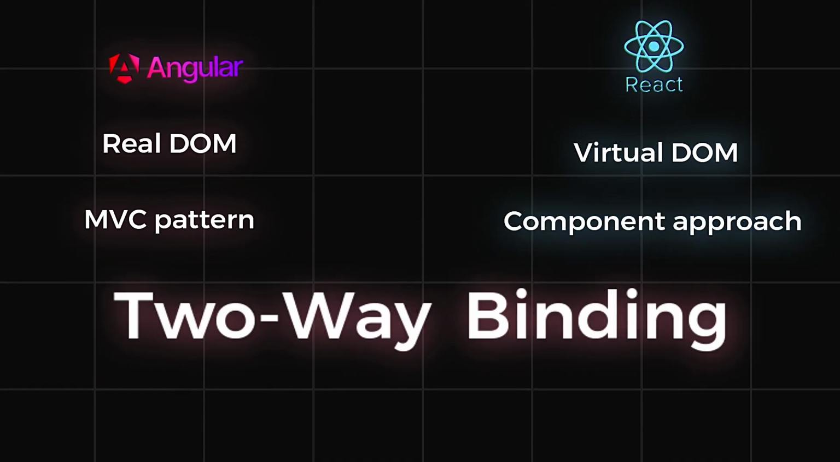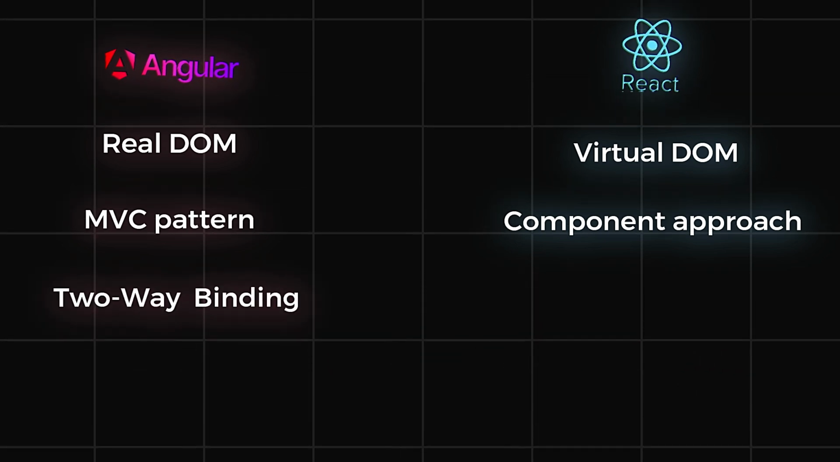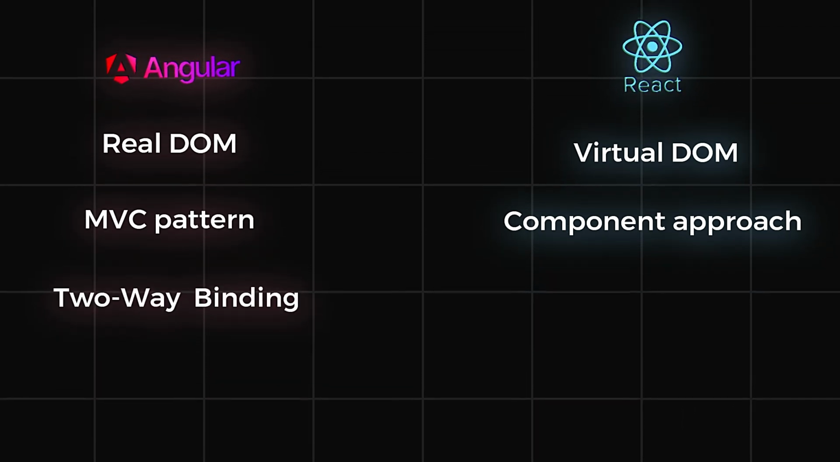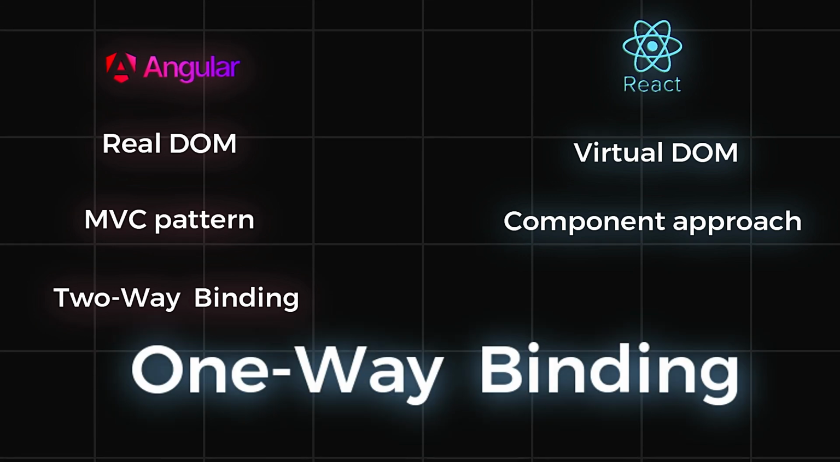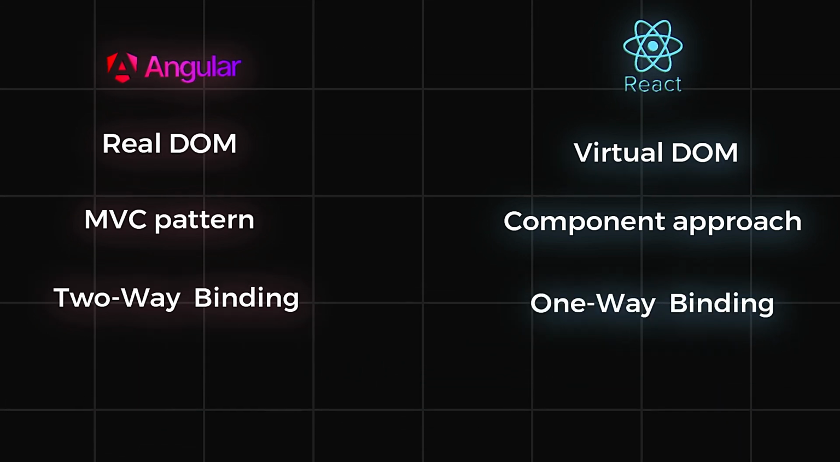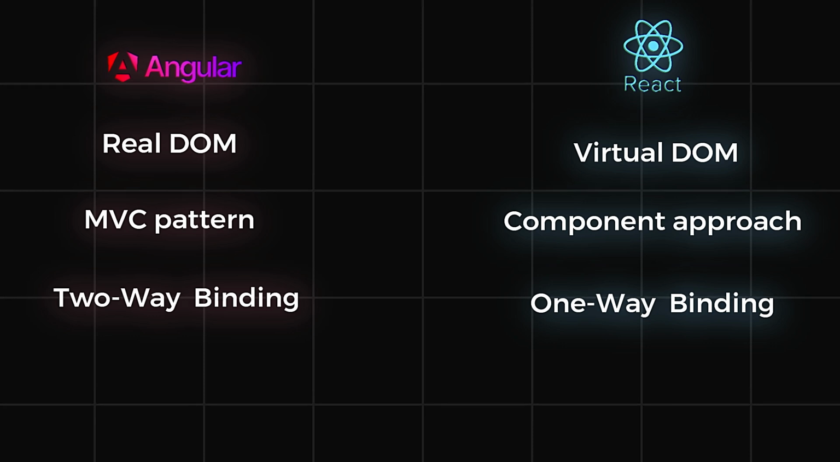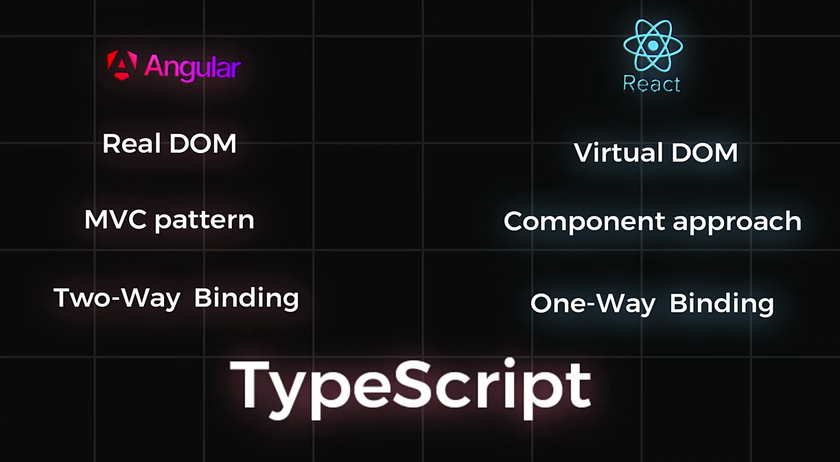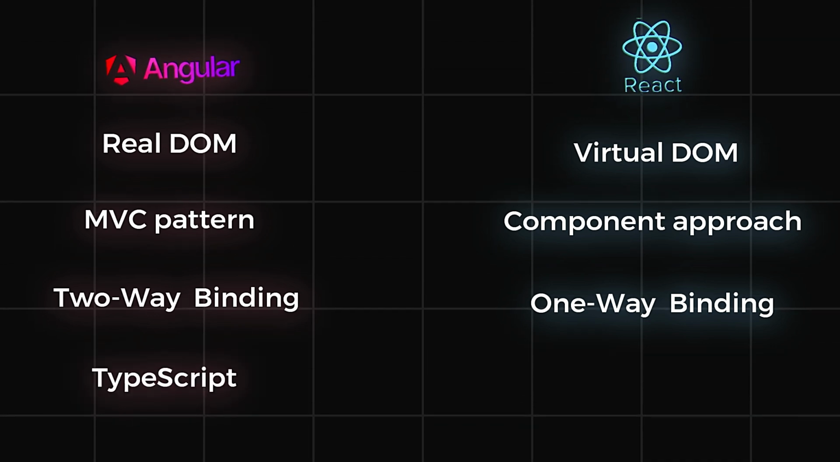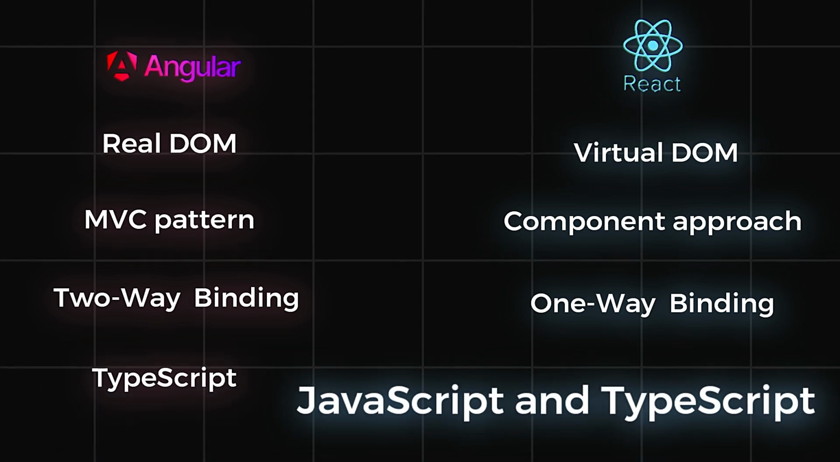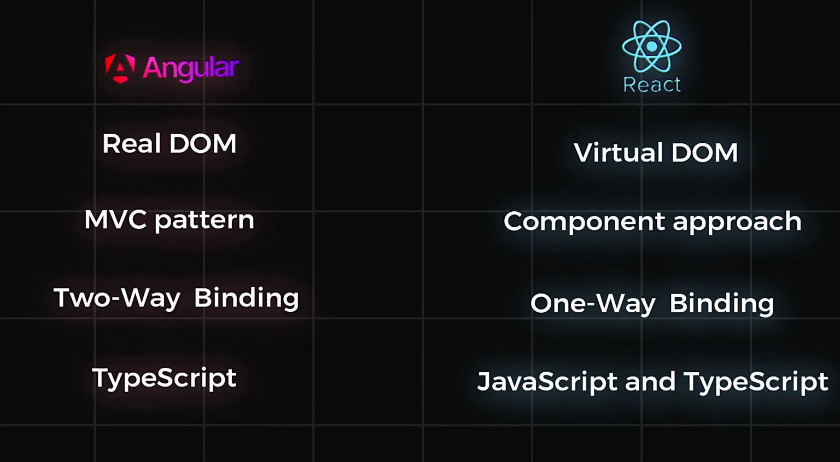Angular's two-way data binding simplifies synchronization but can be resource-intensive, while React's one-way binding provides better control over data flow. Angular requires TypeScript for strict type checking, whereas React allows both JavaScript and TypeScript, offering more scripting flexibility.